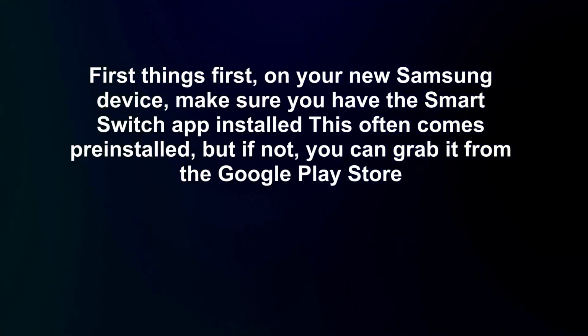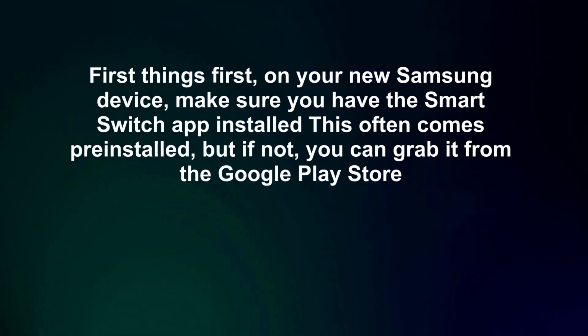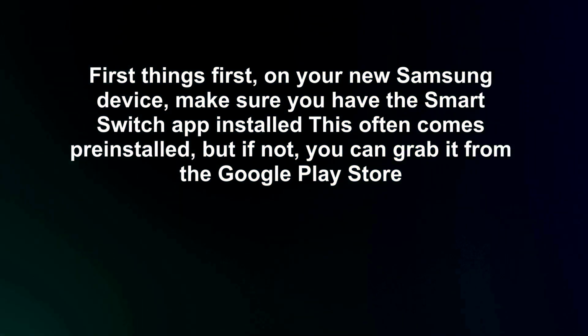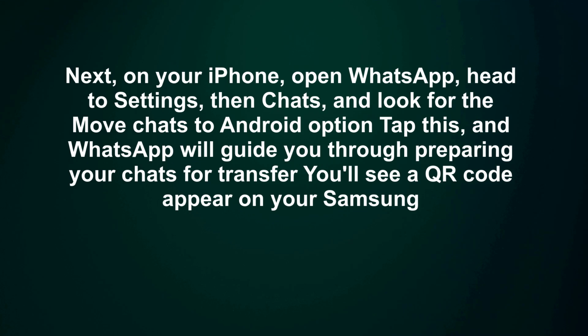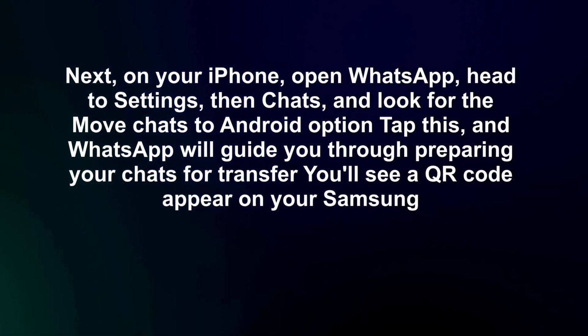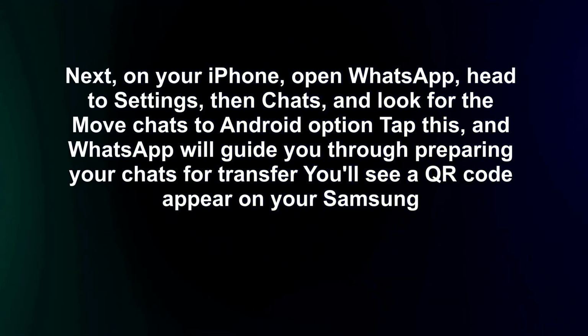First things first, on your new Samsung device, make sure you have the Smart Switch app installed. This often comes pre-installed, but if not, you can grab it from the Google Play Store. Next, on your iPhone, open WhatsApp, head to Settings, then Chats, and look for the Move Chats to Android option. Tap this, and WhatsApp will guide you through preparing your chats for transfer.